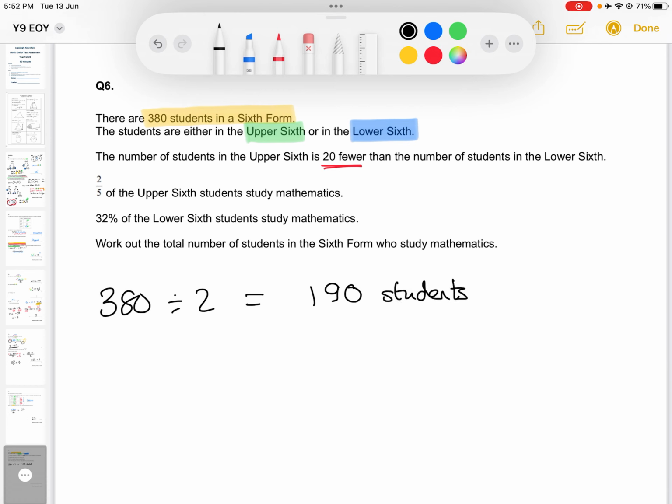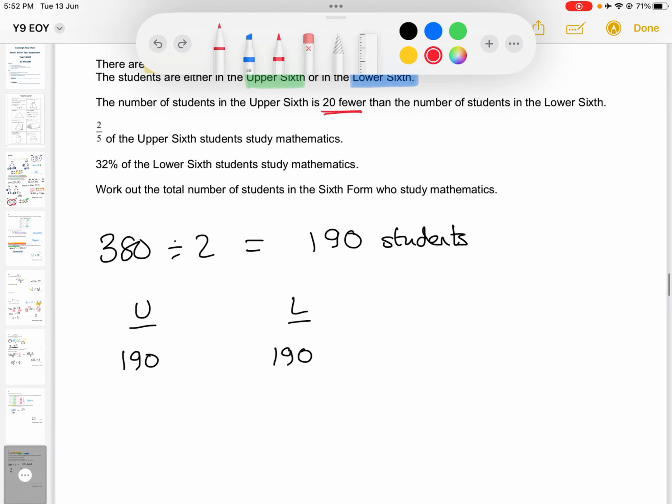So if we assume, for example, in the upper and the lower, that we have 190 each to begin with, those two numbers add up to 380, but of course one is not 20 fewer than the other. What we can do to get that 20 fewer is, because the lower has more students and the upper sixth is 20 fewer, we add 10 to the lower and we take away 10 from the upper, we get the numbers 180 and 200. These two are 20 apart and they add up to 380.